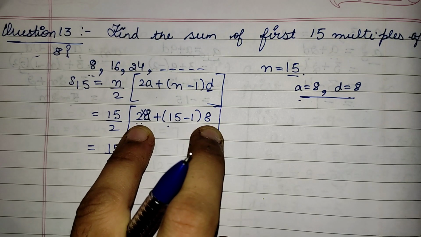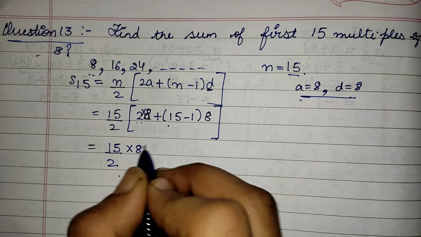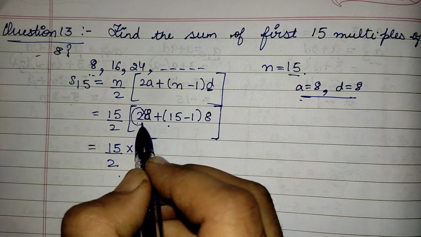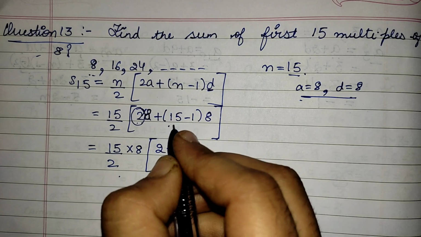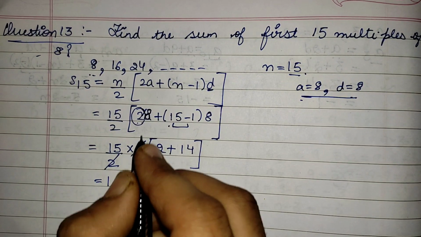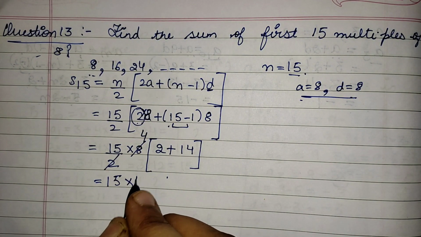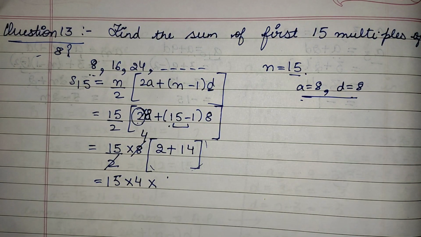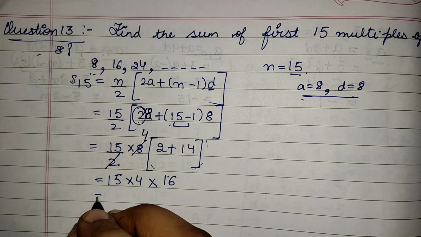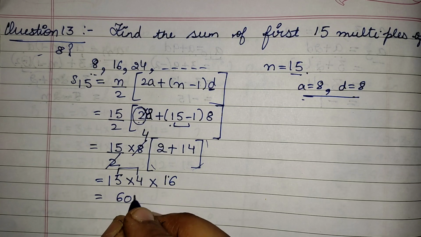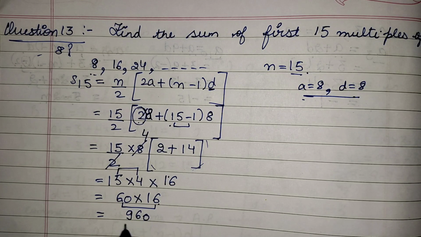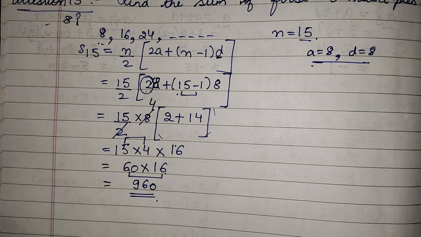15 by 2. In both the terms 8 is common, so I will take out 8 outside the bracket. Inside the bracket I will be left with 2 plus 15 minus 1, which is 14. 2 4s are 8, so 15 into 4 into, because bracket means it is multiplied, 2 plus 14, which is equal to 16. So 15 4s are 60 multiplied by 16. I will get 16 6s are 96, so the answer is 960.